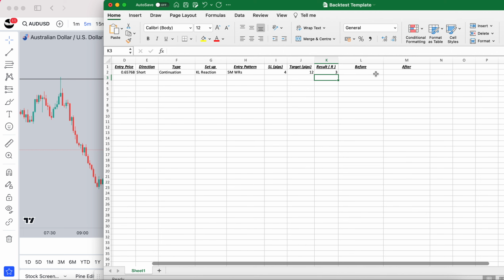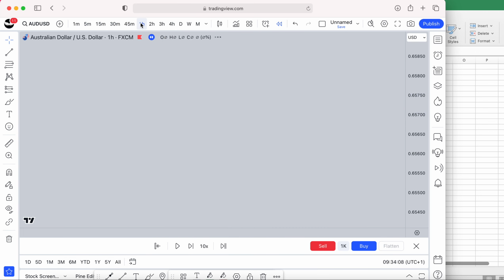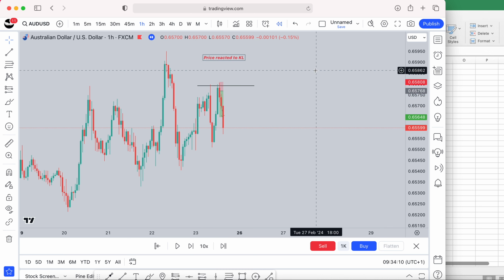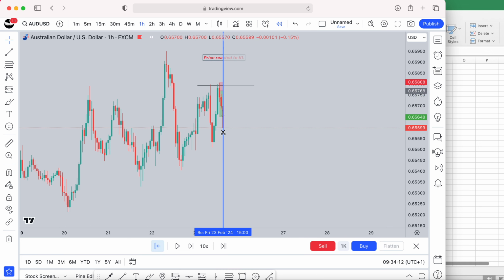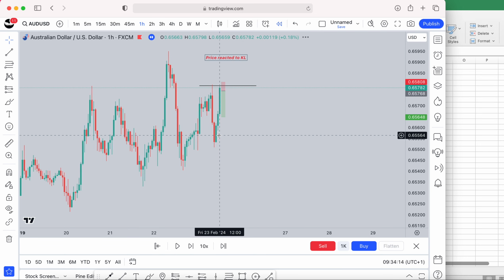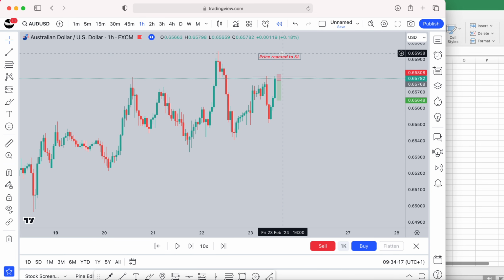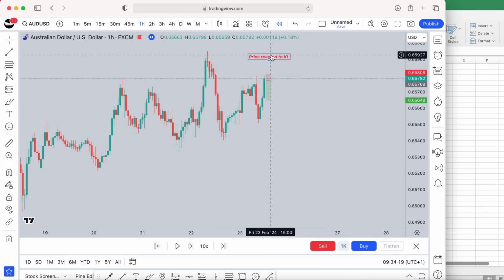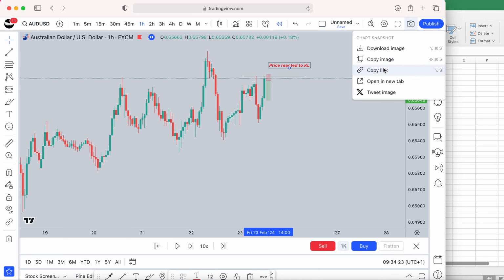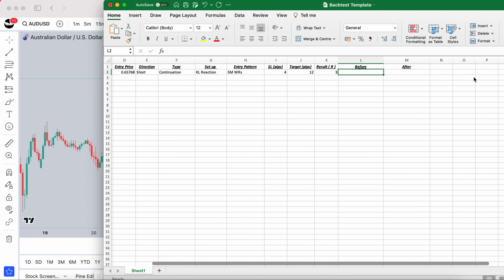Okay, now how are we going to get the screenshot? So what you do is, let's say you want to take the beforehand. You put all your analysis down. I hope it's a little bit more detailed than this, but whatever floats your boat. You go to this little icon by here, you go into copy link, and boom, you paste it in there.